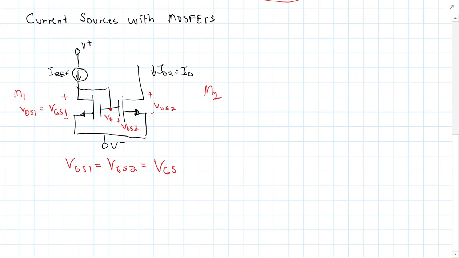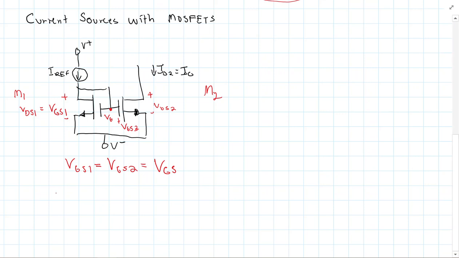Just like we had in the bipolars, we had that VBE being the same. Well, we shouldn't be shocked. We get the same thing with the MOSFETs. Now we have to look at the actual equations for the current in order to get this here. So let's look at what we have here.